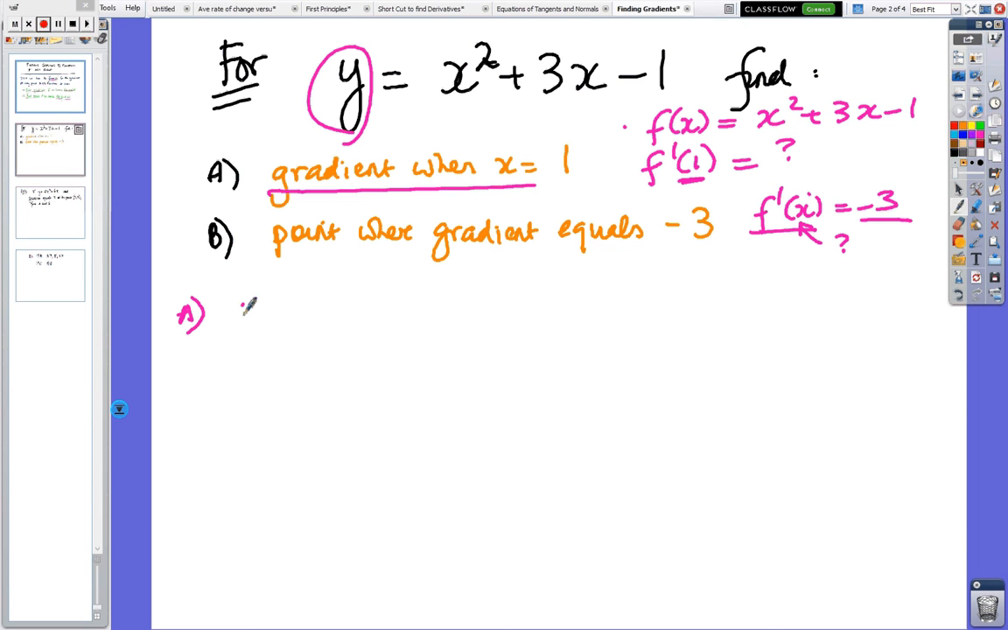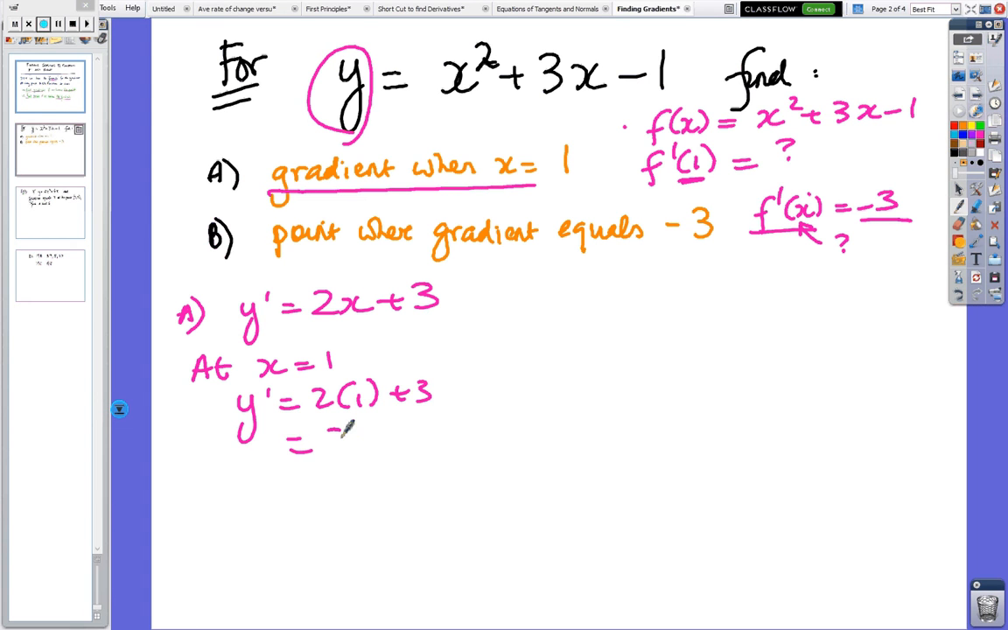So first thing we do is y dash equals 2x plus 3 using the shortcut, and then we say at x equals 1, y dash equals 2 times 1 plus 3 equals 2 plus 3 equals 5. So the gradient is 5. Part A, it's moving up to the right.